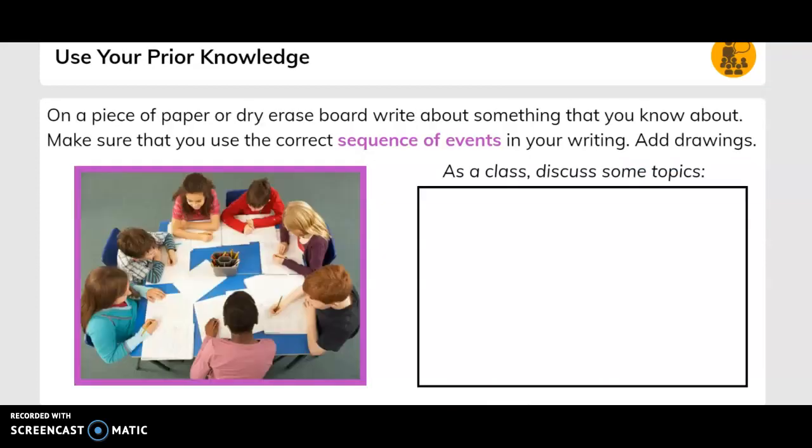Use your prior knowledge. On a piece of paper or dry erase board, write about something that you know about. Make sure that you use the correct sequence of events in your writing. Add drawings. As a class, discuss some topics.